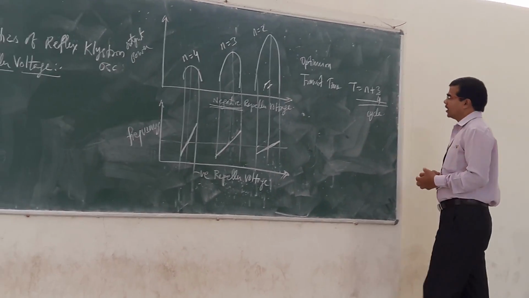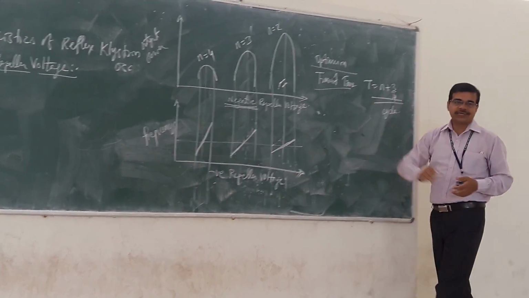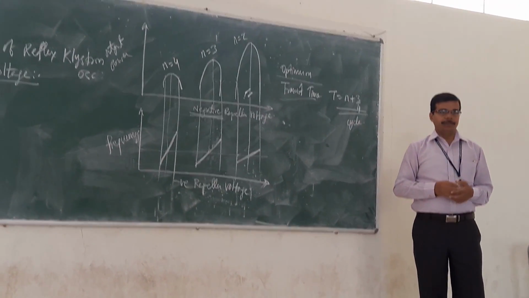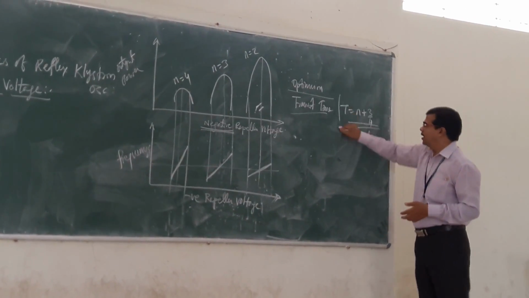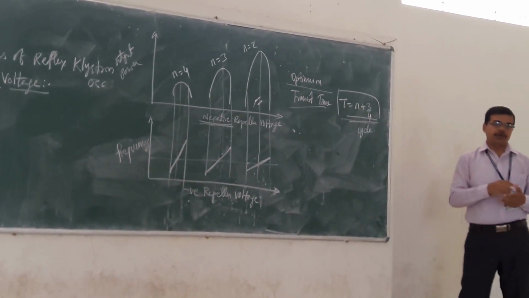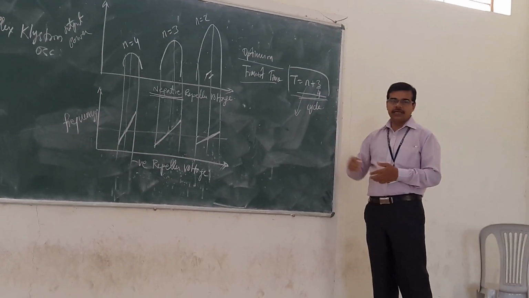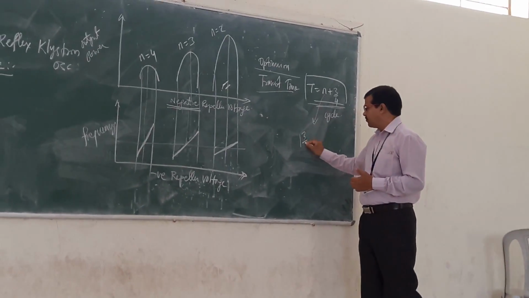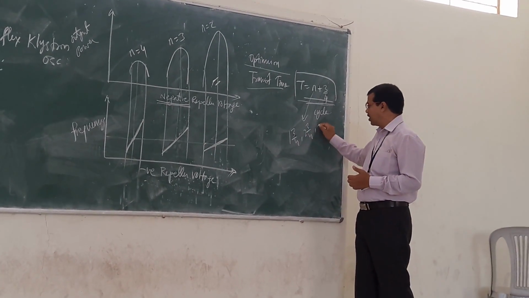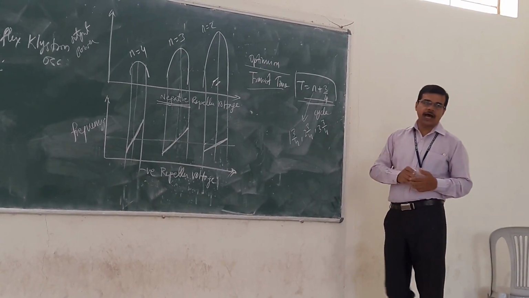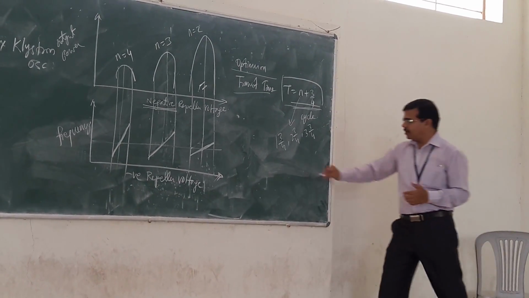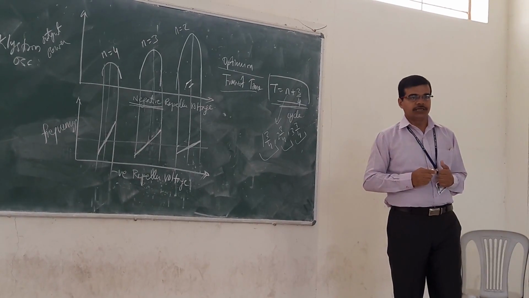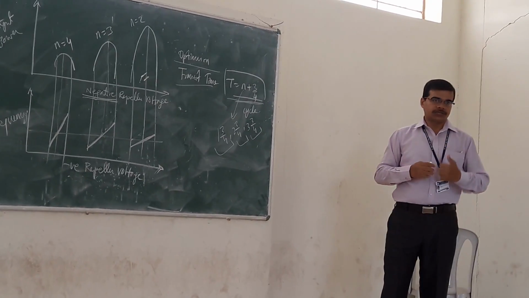As you know, in the case of the reflex klystron oscillator, we have the term optimum transit time. The optimum transit time is n plus 3 by 4, where n is an integer. So the optimum transit time may be 1 3/4, 2 3/4, 3 3/4, and all these are optimum transit times. If we have these transit times, then we will get oscillation, a sustainable oscillation.